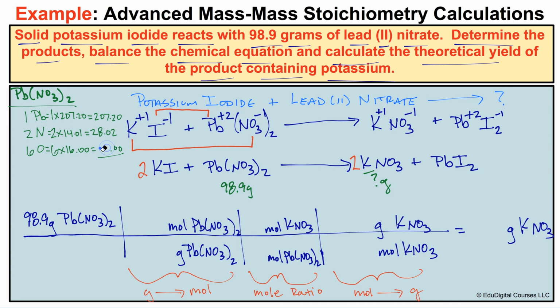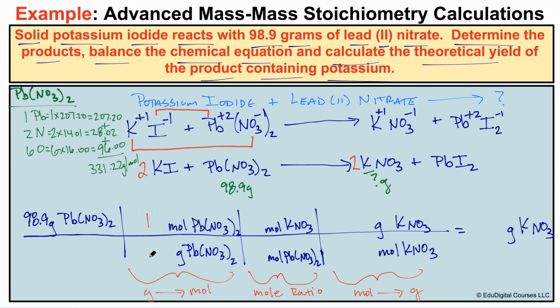We'll go ahead and erase this here. 6 times 16 is going to be 96.00. So we'll take 207.20 plus 28.02 plus 96.00, and we'll get our molar mass of lead-2 nitrate. So we have 207.2 plus 28.02 plus 96.00, and we get a molar mass of 331.22 grams per mole.